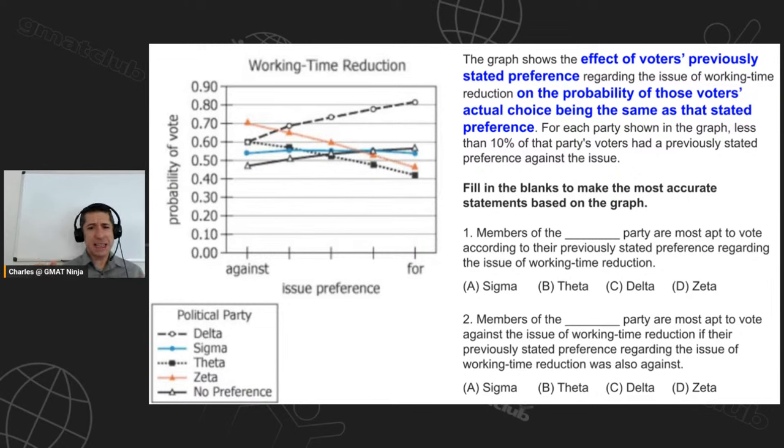Okay, why are we looking at this? I don't know. What's working time reduction? I don't know. No, I can guess, but I don't know. Maybe it doesn't really matter. Okay, I got my head sort of around the graph now. Now we can look at the question.